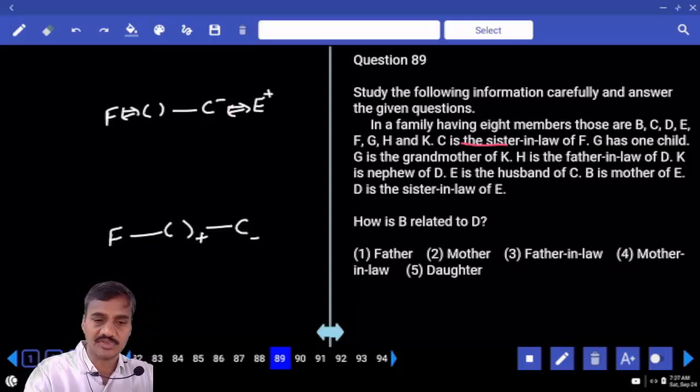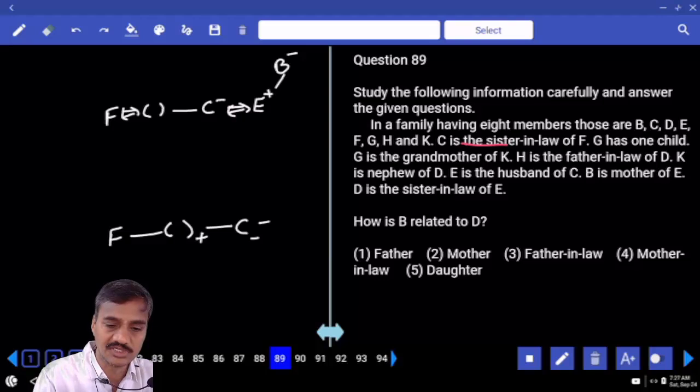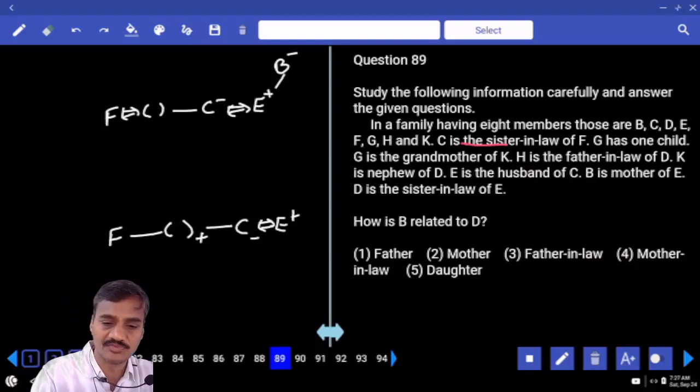B is the mother of E. Now B is the mother of E, B is here. And C and E are married couple here. B is the mother of E, B must be adjusted.